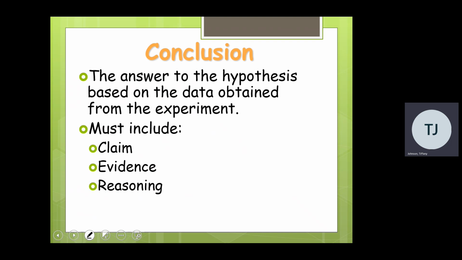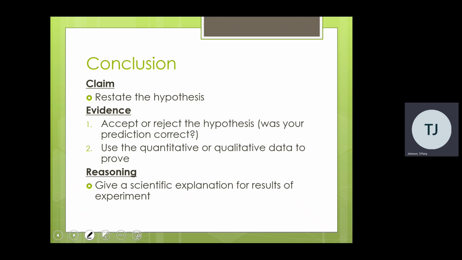When you're done, you can write a conclusion. Okay, so this answers your hypothesis. The parts of the conclusion that are very important, starting with the claim. The claim is just a hypothesis rewritten so that it's correct. Or you could just simply rewrite your hypothesis and in the evidence accept or reject it. So if it's right, the hypothesis is accepted. If it's wrong, the hypothesis is rejected.